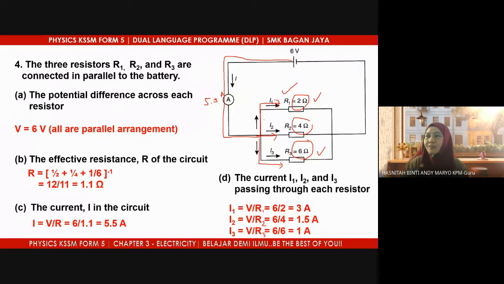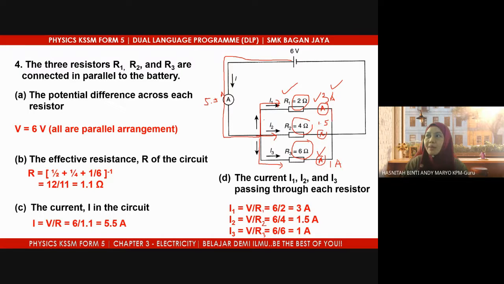All right. So for I1, we have 3 ampere. If you put an ammeter here, it will read 3 ampere. I put an ammeter here, either in front of or behind the resistor, and it will read 1.5 ampere, the second highest. And if I place an ammeter at R3, it would read the least current, 1 ampere. Why least? Because the resistance is the highest among the three. Why does this one read the greatest? Because the resistance is the lowest.